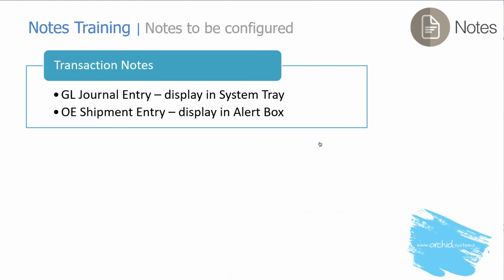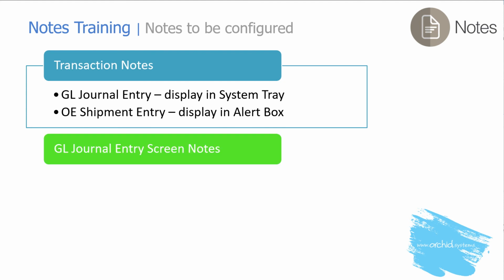We've just seen how to configure transaction notes around the GL journal entry and the OE shipment entry. And with our GL journal entry notes, we displayed the fact the notes exist in the system tray by making the tray icon go red and blink, whereas the OE shipment entry notes we displayed in the alert box.